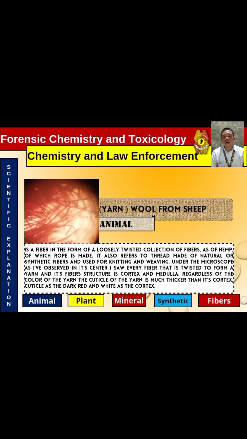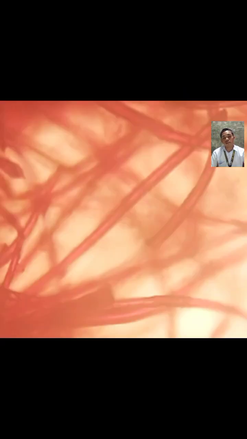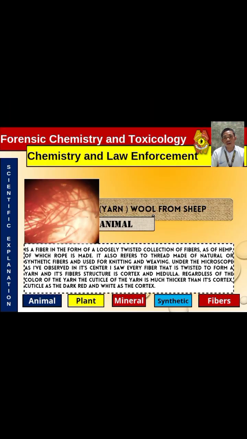Under the microscope, as I've observed, in its center I saw every fiber that is twisted to form a yarn. Its fiber structure is cortex and medulla only. Regardless of the color of the yarn, the cuticle of the yarn is much thicker than its cortex. Cuticle is the dark red and white is the cortex.